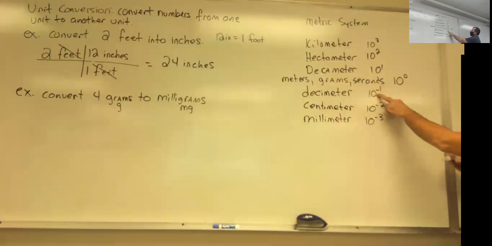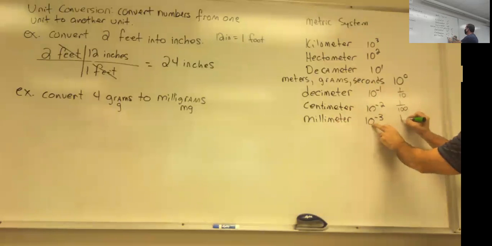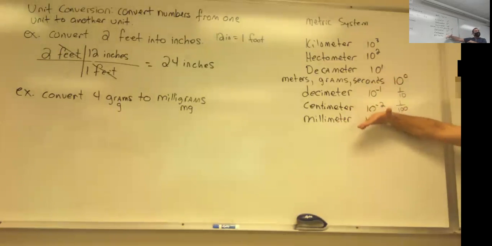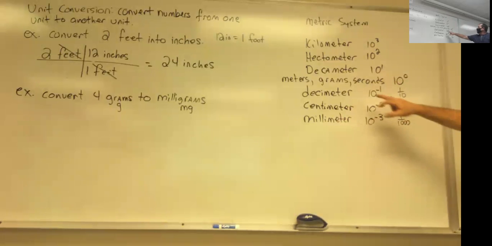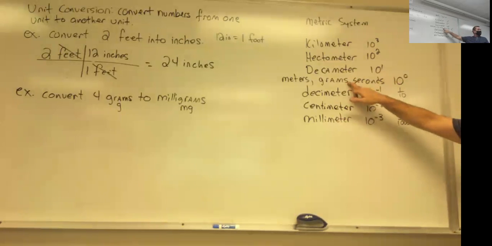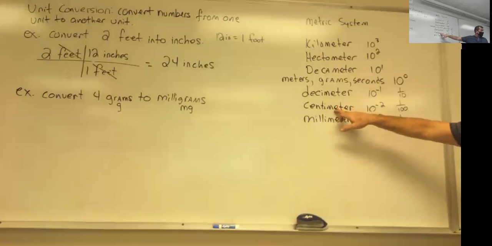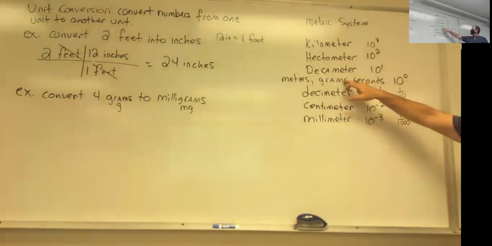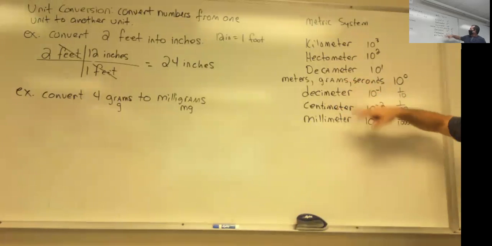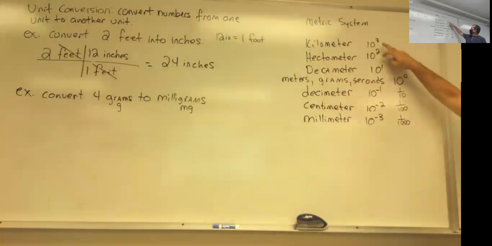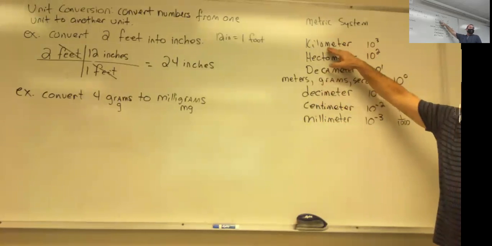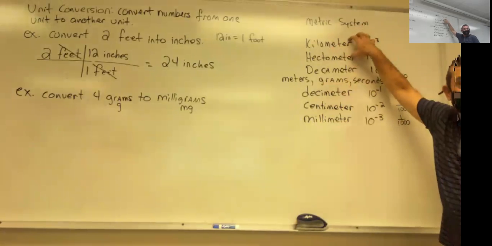Going this way, this would be like 1 over 10, this would be like 1 over 100, and then 1 over 1,000. So you multiply this way, but then you're really dividing this way. So there's 10 decimeters in a meter. There's 100 centimeters in a meter. And then there's 1,000 millimeters in a meter. Which means from here to here would be the difference of a million. There must be 1,000,000 millimeters in a kilometer.